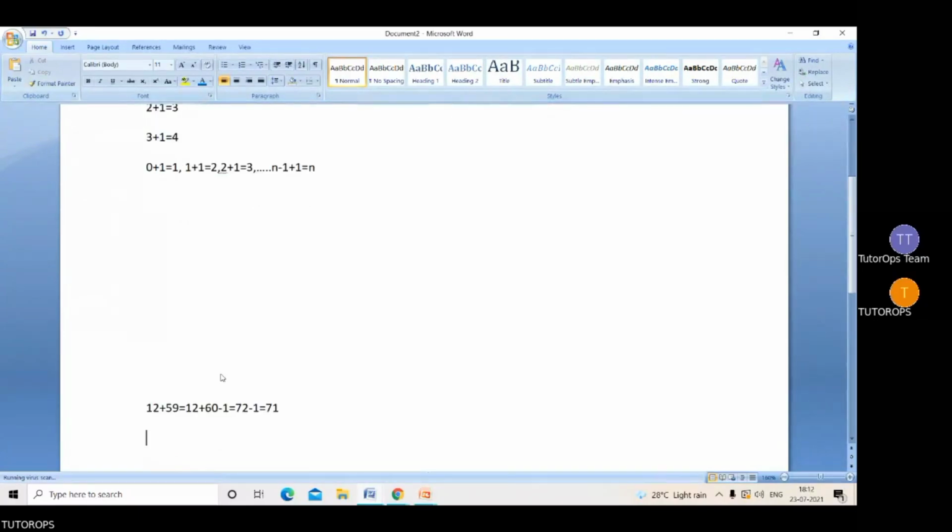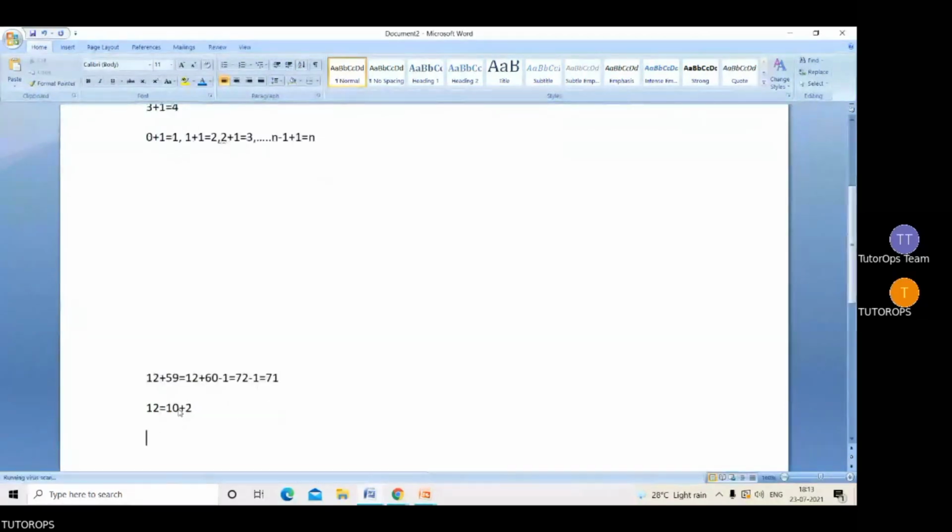Now, in this method, what are we basically doing? We are basically taking 59 to the nearest multiple of 10. The nearest multiple of 10 of 59 will be 60. So we may divide 12 as 10 plus 2 also. As we know, the nearest multiple of 10 of 12 is 10 itself.